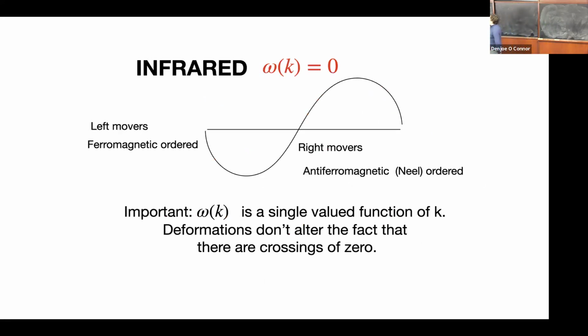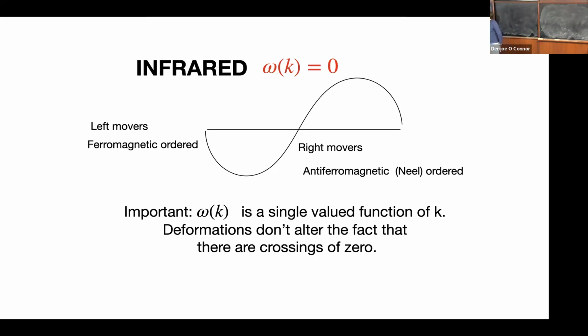Okay, so the infrared is omega of k equals 0. The left movers are going to be things where the wavelength is very, very long, so k is approximately equal to 0. The nearby values of phi are ferromagnetically ordered, in the sense that they're all pointing roughly in the same direction. And then for the right movers, it's at k equal to pi, so there's a maximum sign change between the neighbor and the nearest neighbor. And that's what one calls antiferromagnetic or Néel ordered in condensed matter physics. And the statement is that some modes are at k equal to 0, the other ones are at k equal to pi.